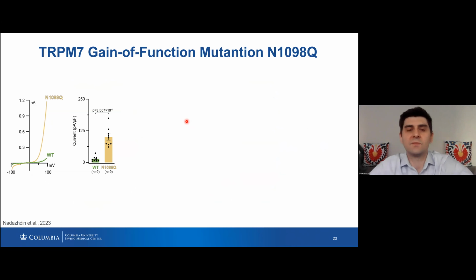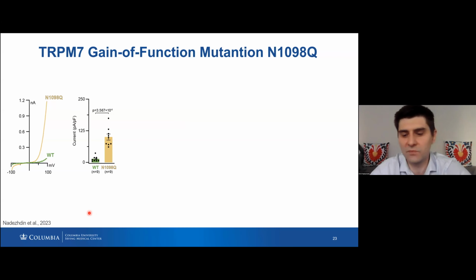So we ended up solving the structure of the TRPM7 channel in closed conformation that is absolutely the same as the structure that was solved before in 2018. So it was not very interesting. So we decided to do something to move the conformation of the channel to some open state. And luckily we have a published gain of function mutation where asparagine is substituted by glutamine. And as you can see, if you introduce this mutation, the current through the channel is way higher compared to the wild type, about 10 times more in patch clamp recordings.